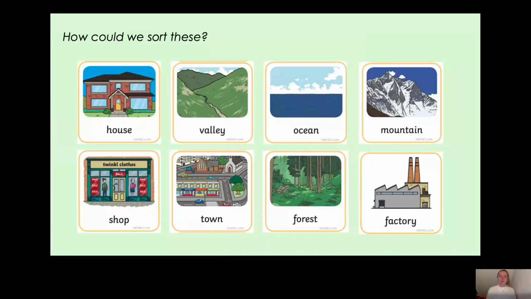So here you go. We've got some pictures. We've got a house, a valley, an ocean, a mountain, a shop, a town, a forest, and a factory. And what I'd like you to do is have a think. How could we sort these different things, these different features? Can you pause the video now and have a think? How would you sort them?